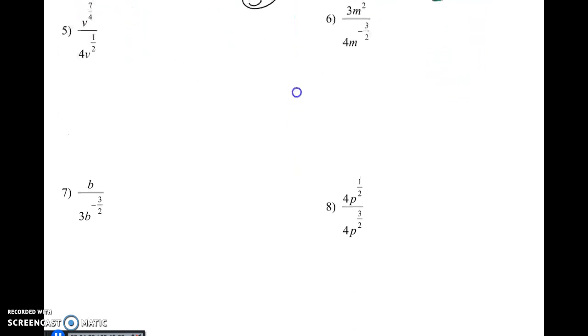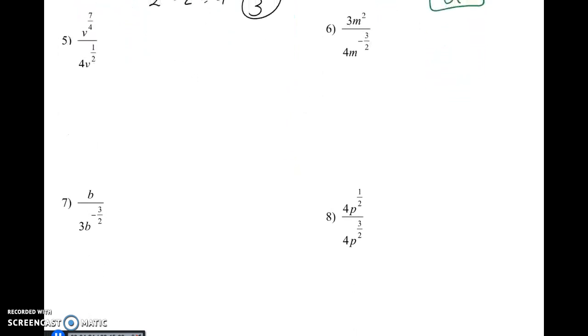For numbers 5 and 6, let's see. I have v to the power of 7/4 over v to the 1/2. What can I do with those exponents? Again, I try to think about this in simpler terms, and I say, what would I do if it was like this? Well, that would be x times x on top and x times x on bottom. These would cancel out, and I would get x to the power of 1, which means I subtract my exponents. So I'm going to do the same thing here.